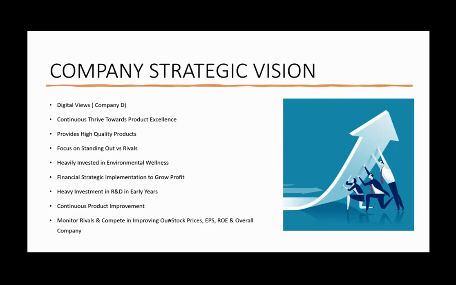One thing that we implemented for our strategic vision in this company was that we closely monitor every move our rivals make, and we want to make sure that we are aware of everything they're doing, and we have a strategy to counter the actions and strategies they're implementing to beat us. That really gave us a very good head start, and with the help of that strategy, we were able to get our stock prices, EPS, ROE, and our overall company revenue much higher.